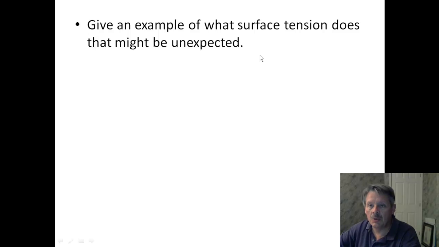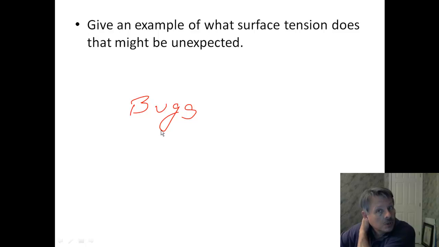Give me an example of what surface tension does that might be unexpected. Well, we talked about that in the podcast. We talked about bugs floating on water. So that's important. There are things that can float on water because there is that film that is created on top of the water. We'll talk about exactly what surface tension is later in class when we get into that in chemistry. But you should be familiar with surface tension. You've seen it. Certainly you can float on water. That's an example of what surface tension does for you.